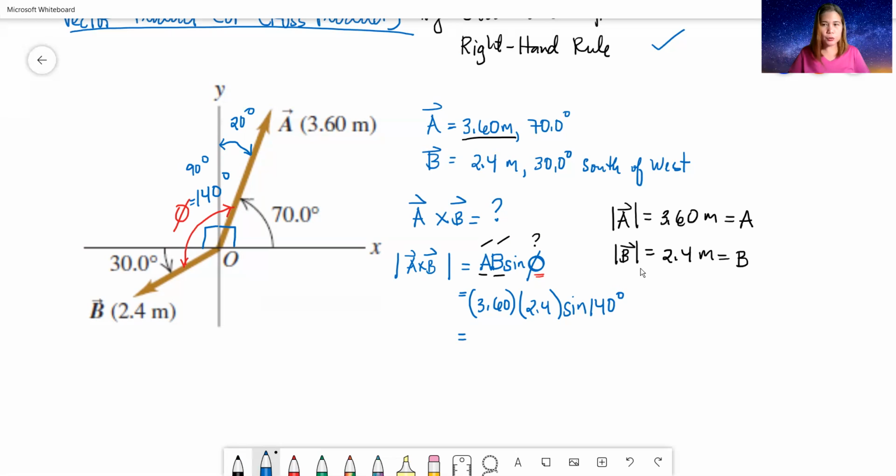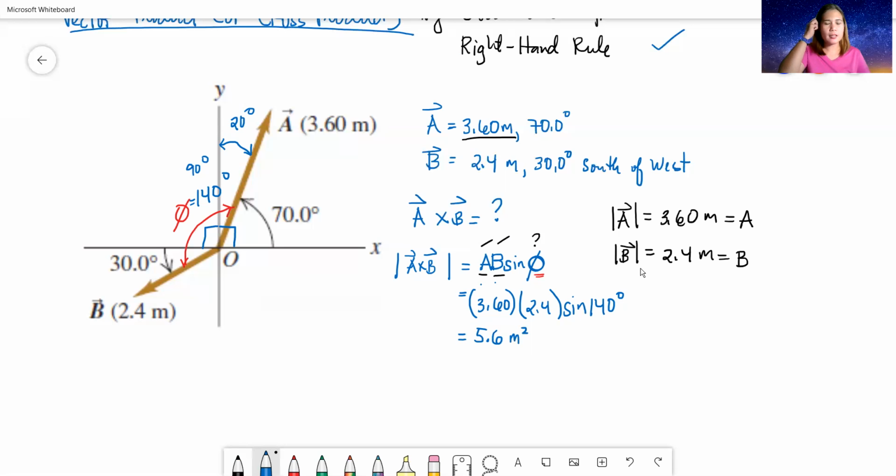Take note that the mode of your calculator has to be in degree mode, not radian. Okay, so this is, I'm sorry, the sine of 140 is positive. So we are expecting positive, of course. I'll declare two significant figures. The calculator says here 5.53684 and so on. So it will just approximate to 5.6. Okay, you have meters, so we'll have here square meters.